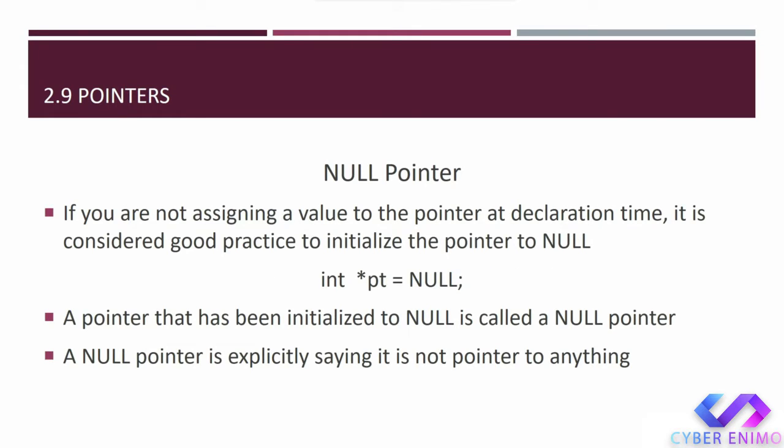Next is null pointers. If you declare a pointer but you don't want to assign it a value or an address right away, it would be a good idea to initialize it to null. Null means it's pointing to nothing, and we do that by saying int star PT equals null, if it's a pointer that's pointing to an integer. A pointer that is initialized to null is simply called a null pointer. By doing so, you're explicitly saying that this pointer is pointing to nothing.